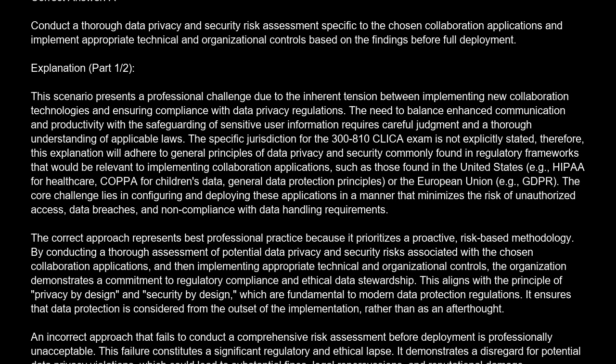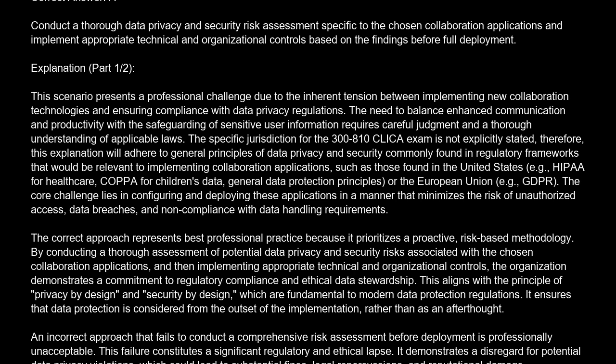The specific jurisdiction for the 300-810 CLICA exam is not explicitly stated, therefore this explanation will adhere to general principles of data privacy and security commonly found in regulatory frameworks that would be relevant to implementing collaboration applications, such as those found in the United States, e.g., HIPAA for healthcare, COPPA for children's data, or the European Union, e.g., GDPR. The core challenge lies in configuring and deploying these applications in a manner that minimizes the risk of unauthorized access, data breaches, and non-compliance with data handling requirements.